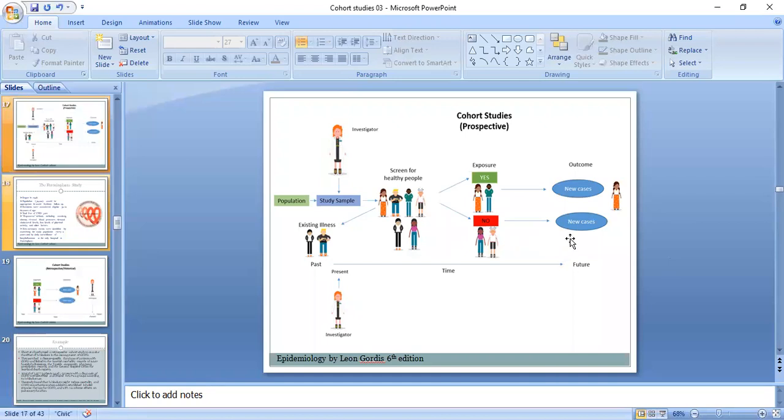None of the exposure or the outcome has occurred before the investigator has started his study. Both occurred after the study has begun. It moves in a forward direction, from present to future.